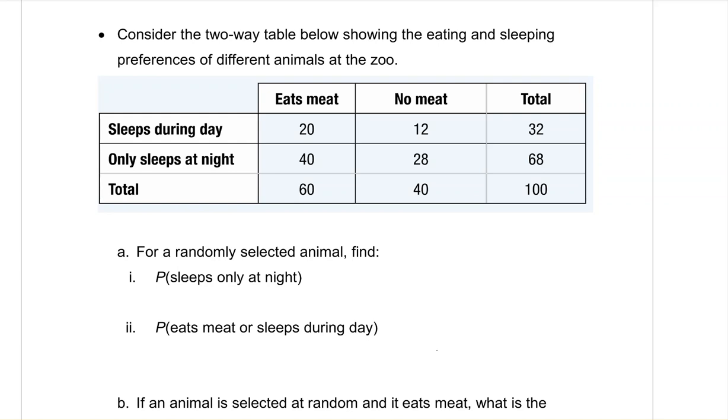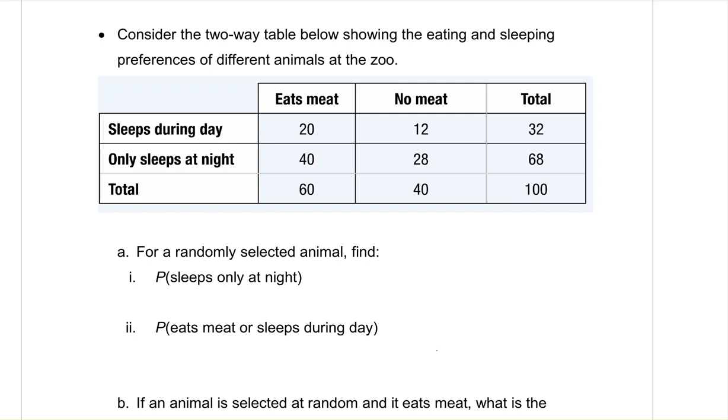We finished it, yeah. So this last section here, consider the two-way table below showing the eating and sleeping preferences of different animals at the zoo. Okay? So there are animals that eat meat and there's animals that don't eat meat. There are animals that sleep during the day or animals that only sleep at night. Okay, so that's how it's breaking this down in a two-way table. Okay, we want to answer some questions. We're not putting in a Venn diagram, we're answering questions on this one.